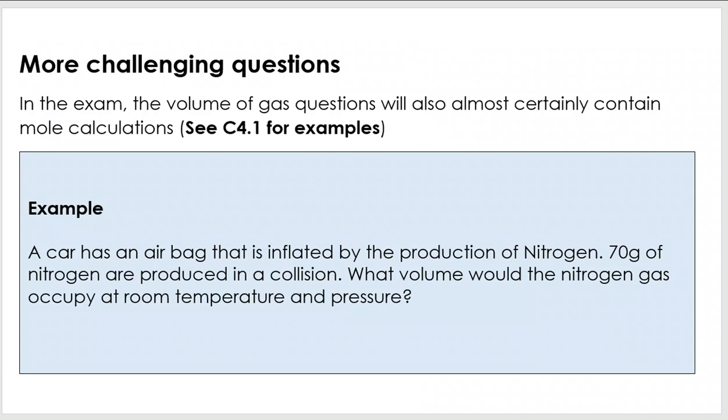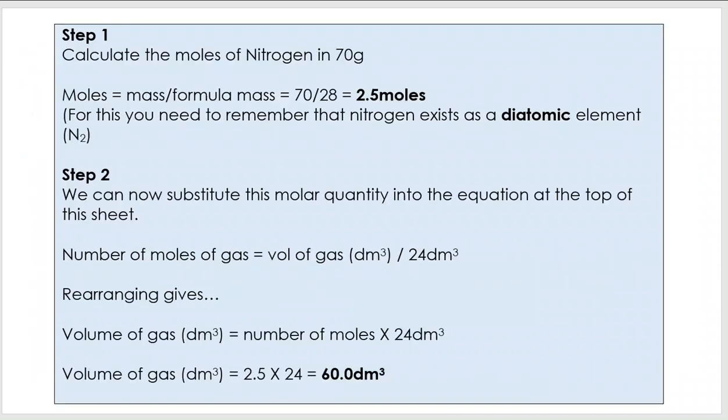We've got here a car with an airbag inflated by the production of nitrogen. 70 grams of nitrogen are produced in a collision. What volume would that be at room temperature and pressure? Well, 70 grams is 2.5 moles. If we know that we've got 2.5 moles and we know 1 mole occupies a volume of 24 decimeters cubed, I can multiply those two together and I get 60 decimeters cubed.